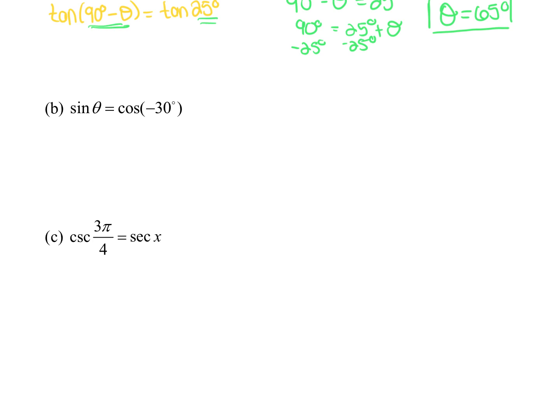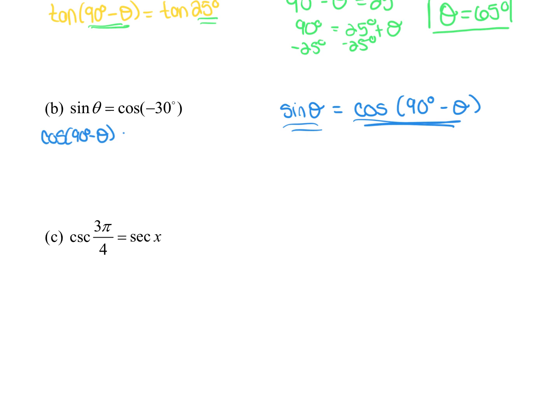So sine of theta equals its cosine's co-function, and then it's always 90 or pi over 2 minus theta. So instead of writing sine of theta, I'm going to replace it with its friend right here. Cosine of 90 degrees minus theta equals cosine of negative 30 degrees. 90 degrees minus theta equals negative 30 degrees. Add the theta over and then add the 30 the other way, and you're going to get that theta equals 120 degrees. And there's your answer.